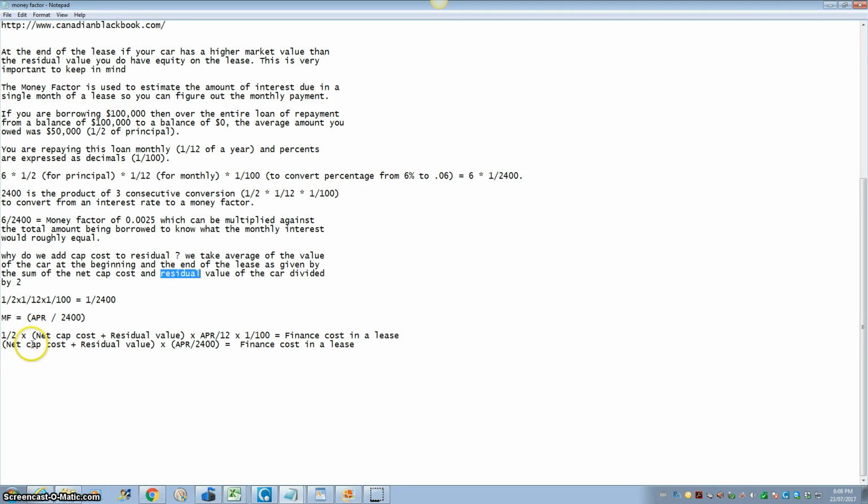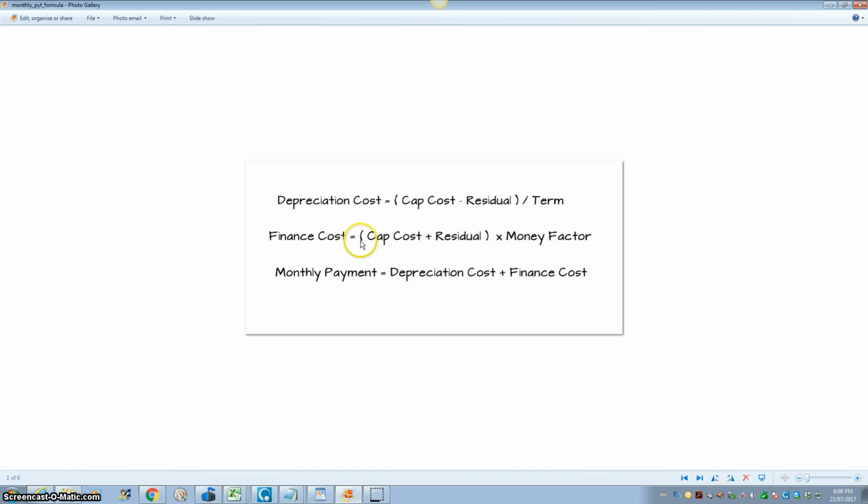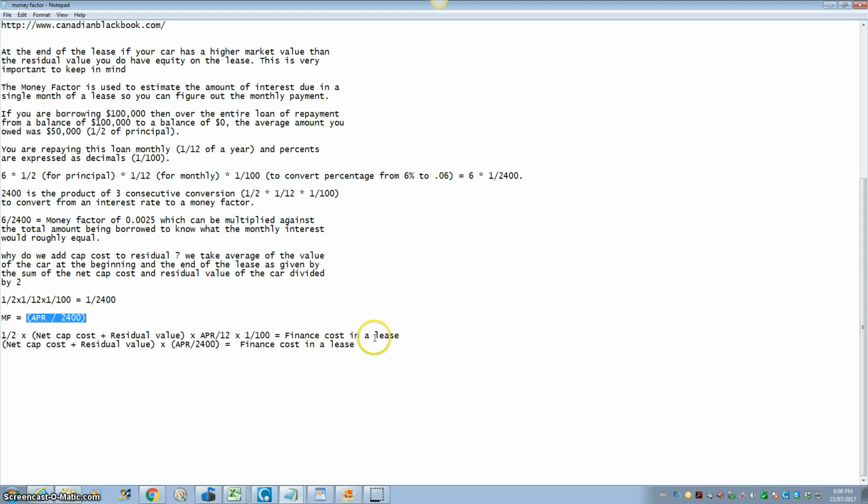So now let's arrange the algebraic equation. So 1 by 2 into the principal value, we're taking the average of the principal. That's why we are adding the net cap cost plus residual value, 1 by 2 into APR divided by 12, which is the money factor. Okay. A portion of the money factor. Okay. The APR part, 12 multiplied by 1 by 100, is equal to the finance cost in a lease. Okay. Let's go back to this. Finance cost. Okay. So I'm decomposing this equation so you understand the logic. Okay. So this is the finance cost in a lease.